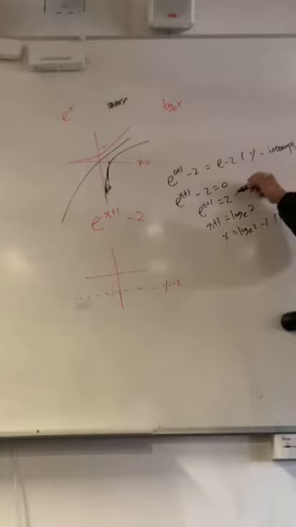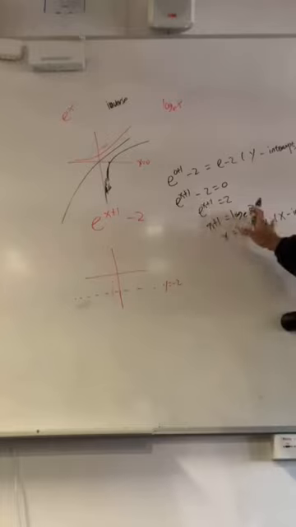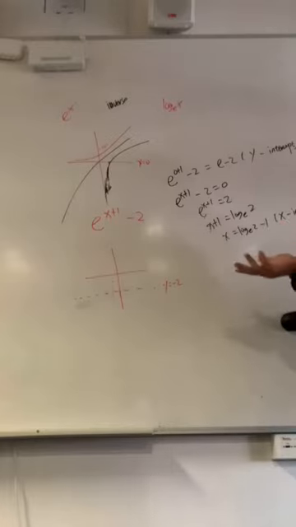So, yeah, we change the exponential to log. So e to the power of 2 equals x plus 1. To the power. So you just move the 1 over. That's right. Makes sense, right?